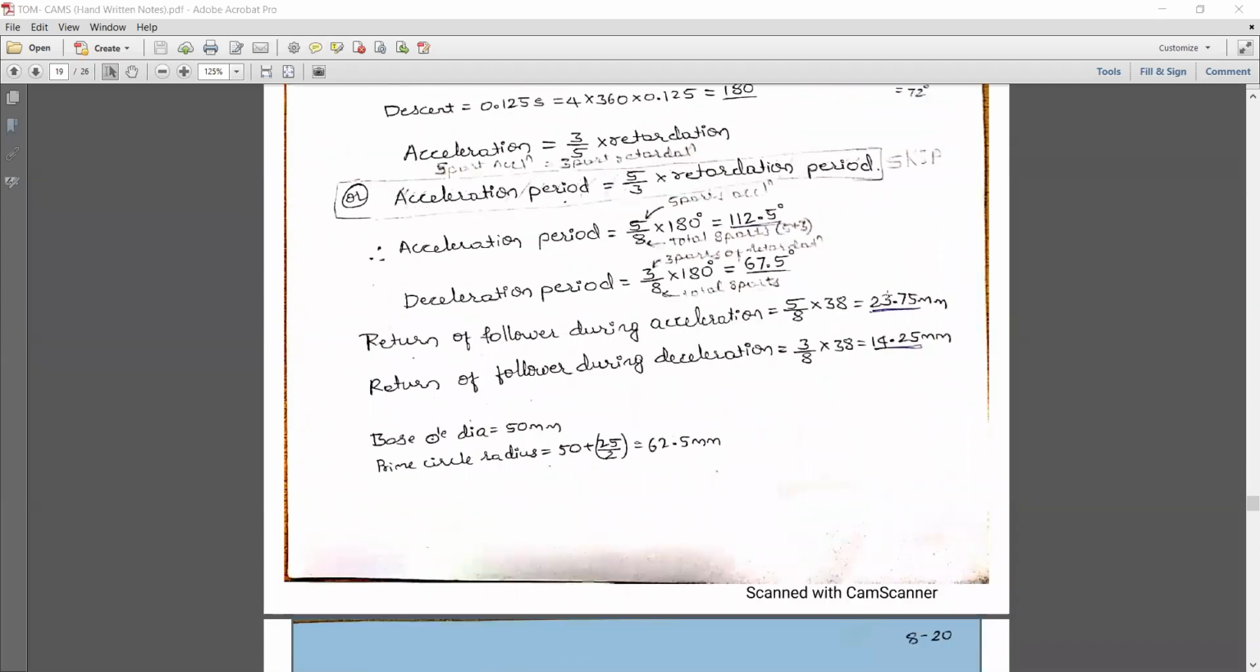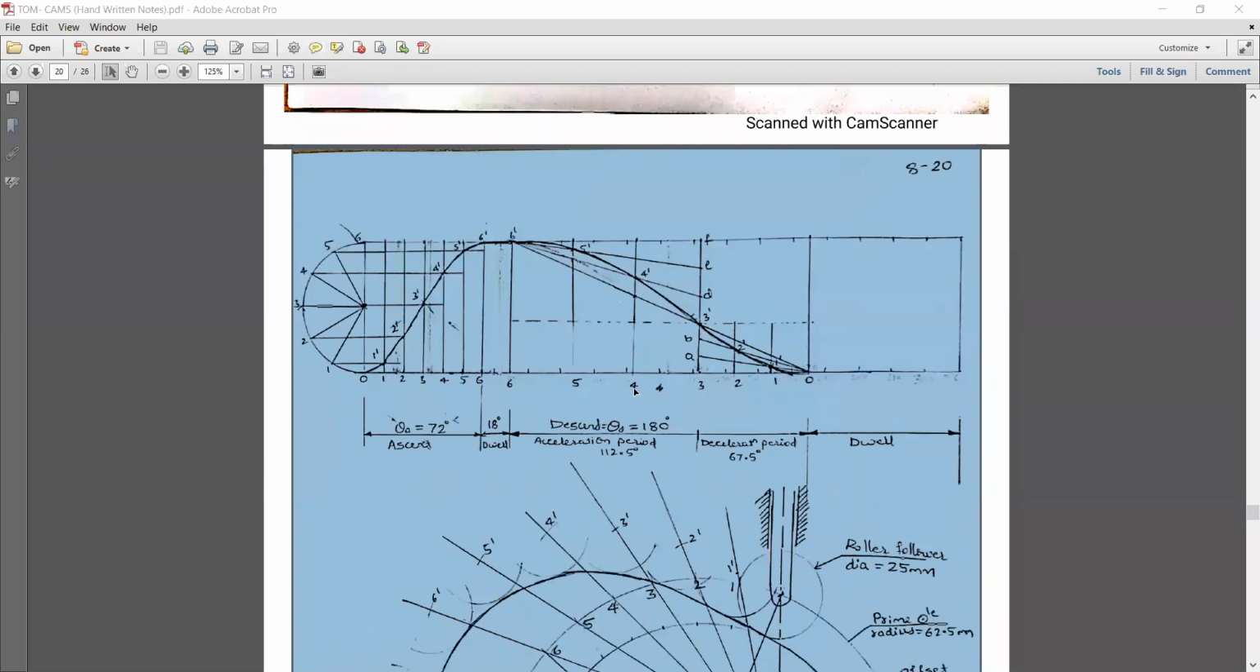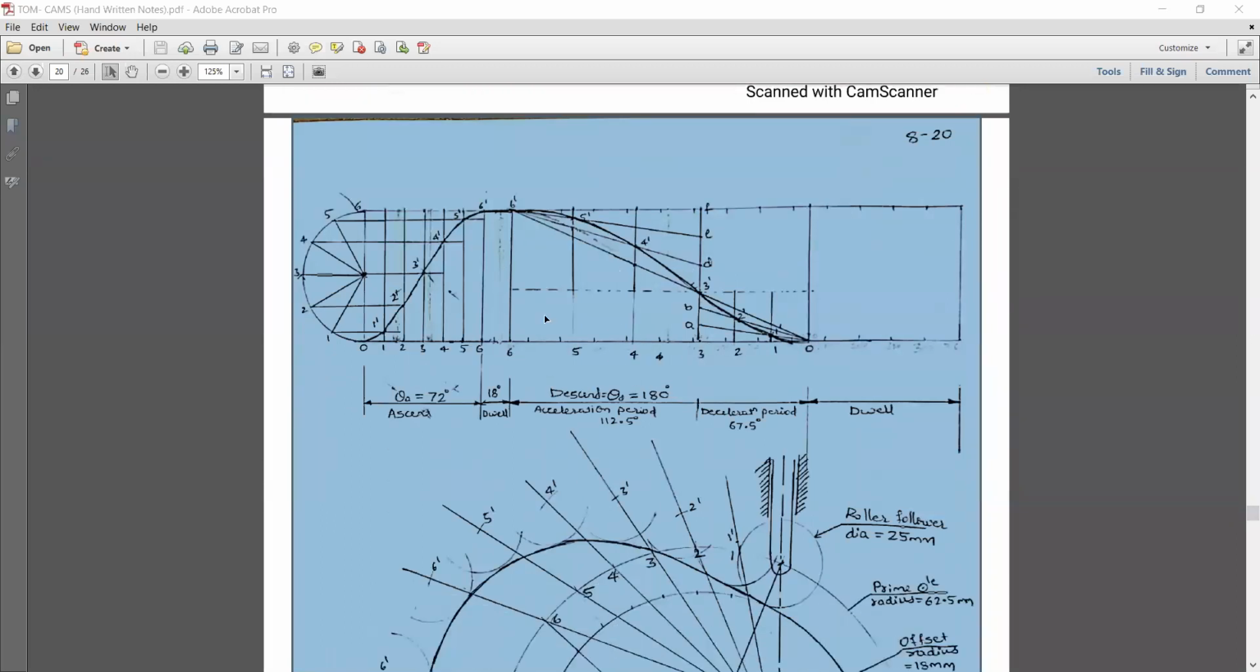So you have horizontal directions 112.5 and 67.5, and vertical 23.75 and 14.75. The base circle radius is 50. The prime circle radius I'll explain in the drawing. First, let me draw this displacement diagram. Can you draw it step by step along with me?